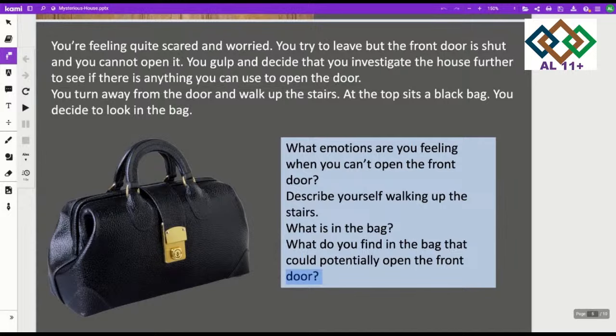And then when you're running up the stairs, you find a bag. So what are your feelings looking at the bag? Remember that you are not supposed to be opening strange things. What's there in the bag?